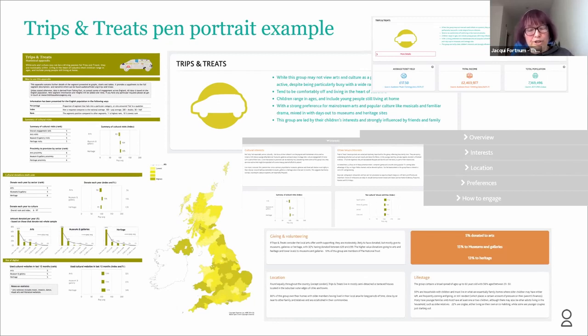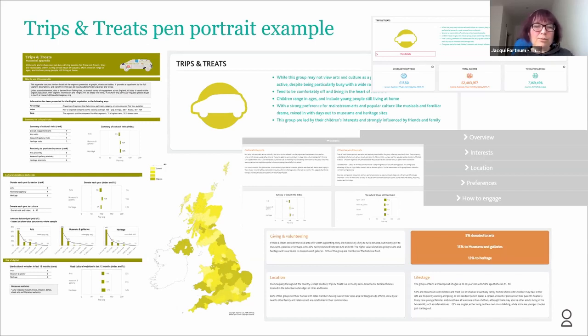Also their preferences for what they like to do. Do they like visiting museums? Do they go to the theatre? Do they attend libraries? All sorts of different activities that they might get engaged in. Routes to engaging with them. So what sort of messaging they're most likely to respond to, what channels they tend to use to find out information about things to do. Also where they are in the country, so their geographical location.